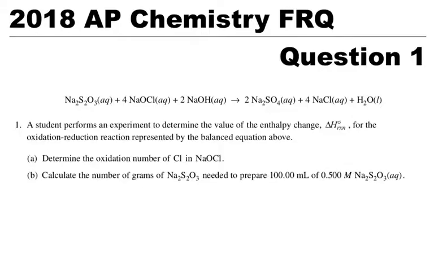It says a student performs an experiment to determine the value of the enthalpy change, delta H of reaction, and I would say watch out for that one, delta H of reaction, for the oxidation-reduction reaction represented by the balanced equation above. So first thing it says, determine the oxidation number of chlorine in NaOCl. So we can do that.